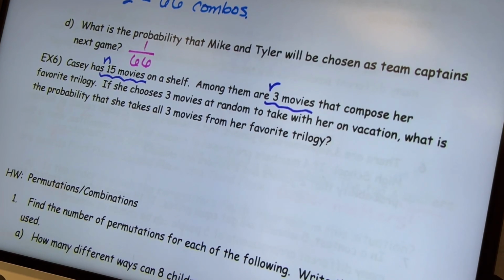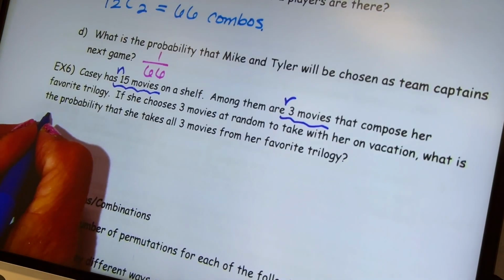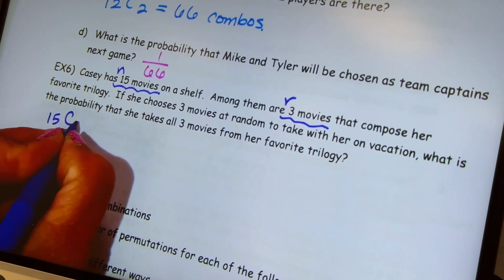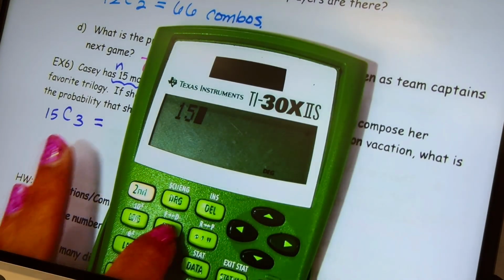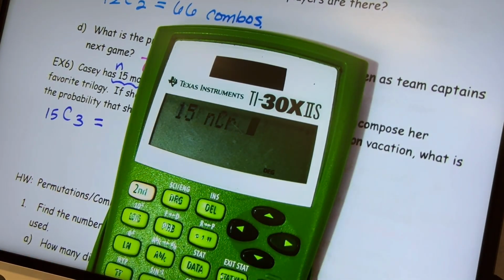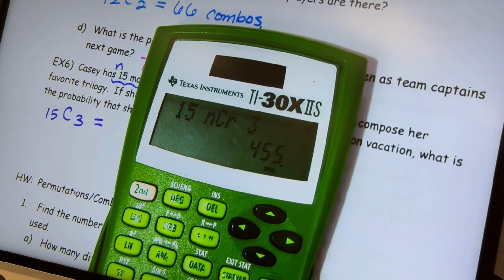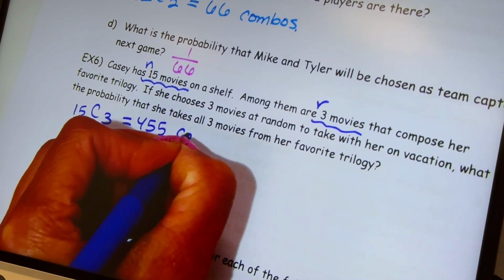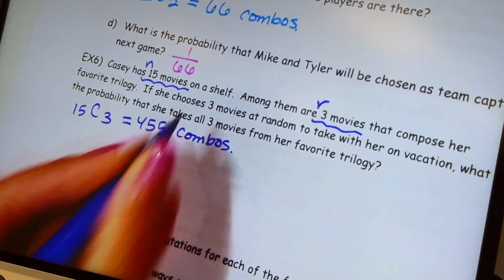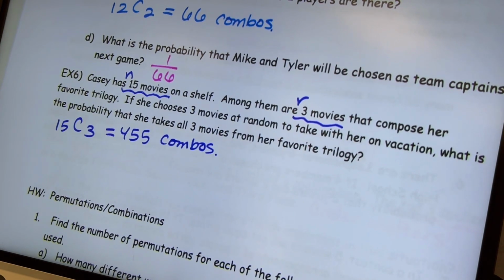Well, first of all, the first thing we need is the overall total. So what NCR would be the overall total? Yep, 15C3. So 15, PRB, the NCR, the 3, what are you guys getting? 455. So there are 455 combos of movies, taken 3 at a time.